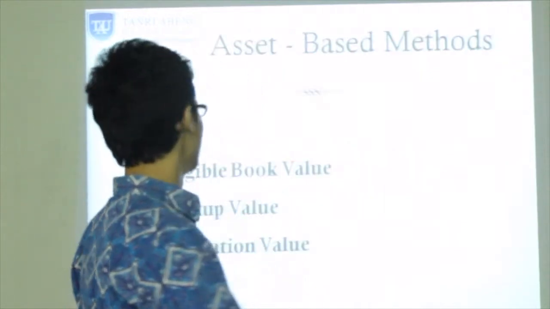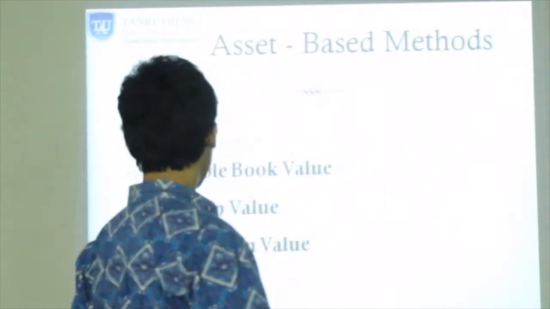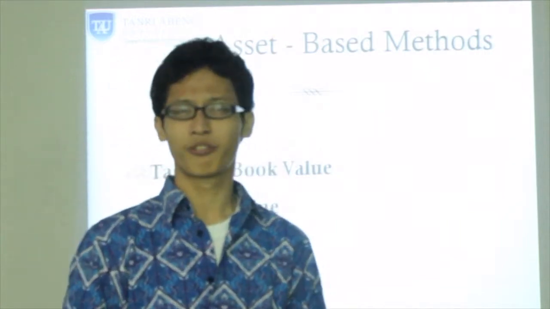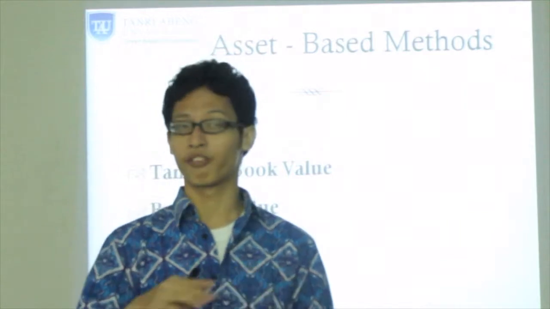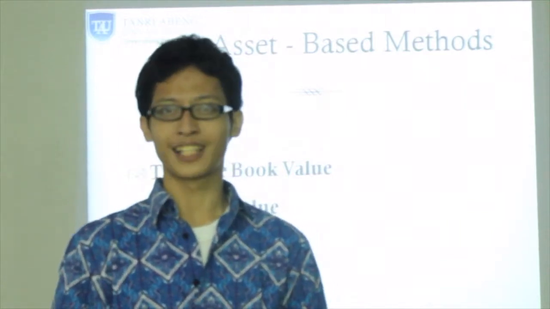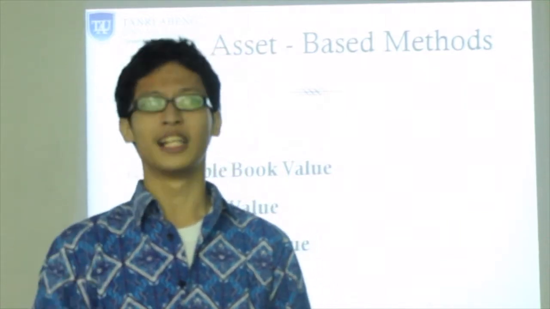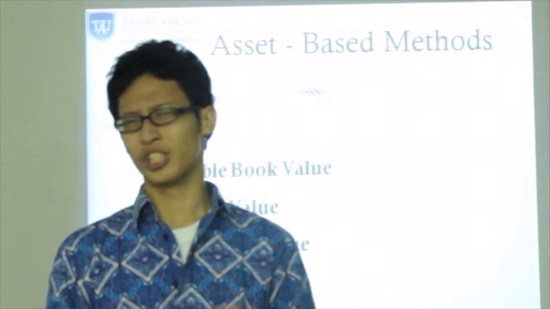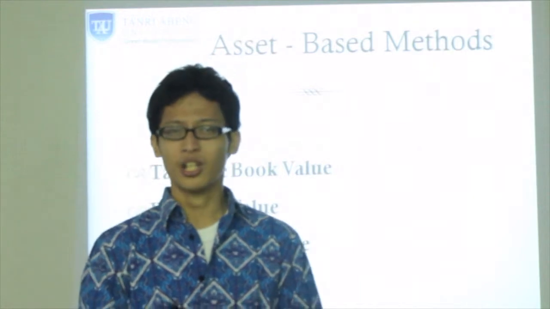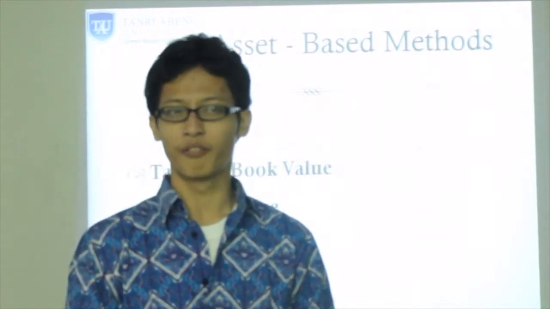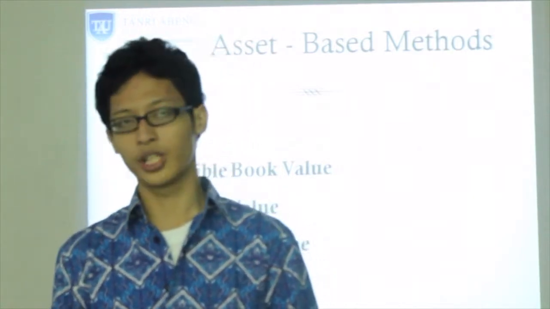And this is about the asset-based method. First is the tangible book value, which is shareholders' equity less goodwill. The second is breakup value, the price of the firm's assets sold separately, less its liabilities and expenses incurred in dividing up the firm. And the third is liquidation value, to determine the minimum value of the company in the worst case of liquidation.